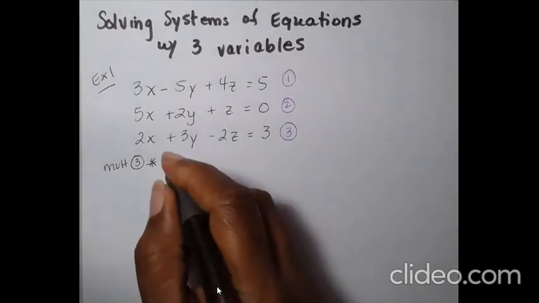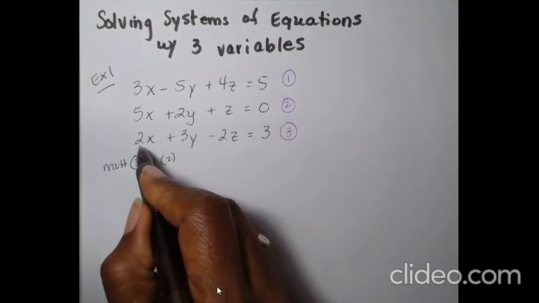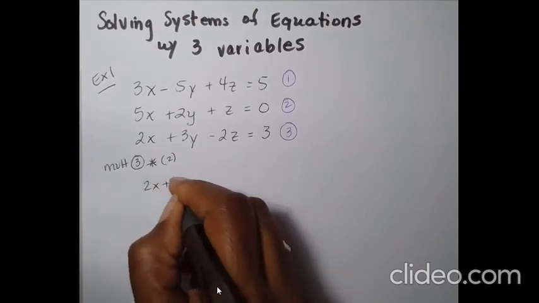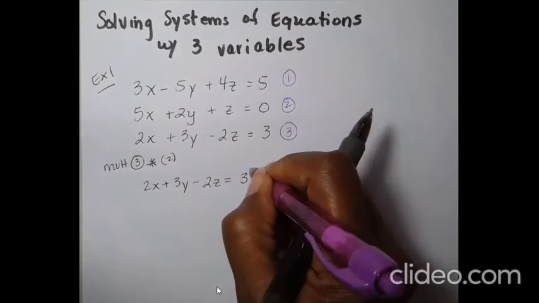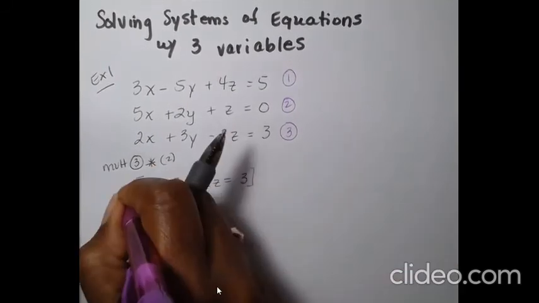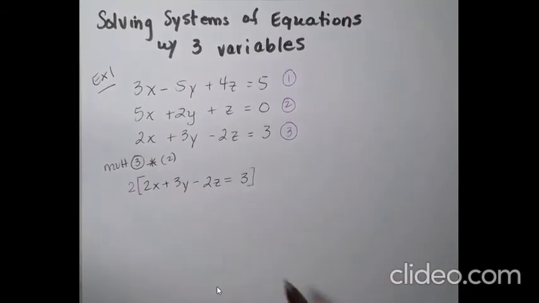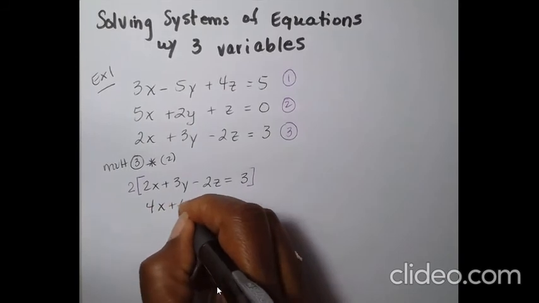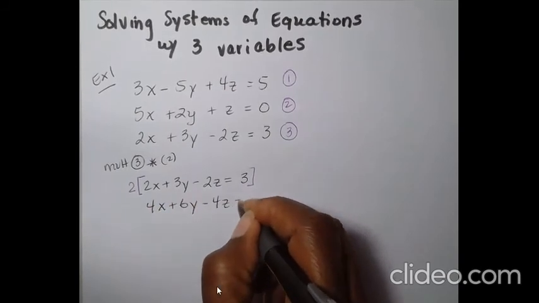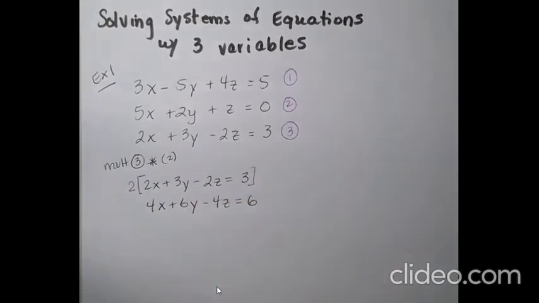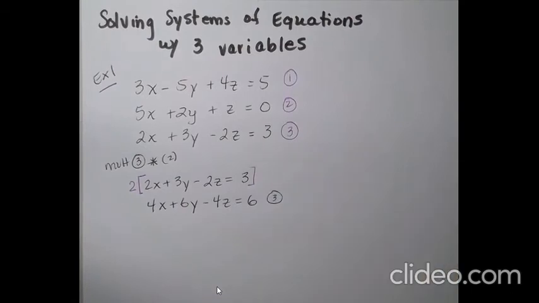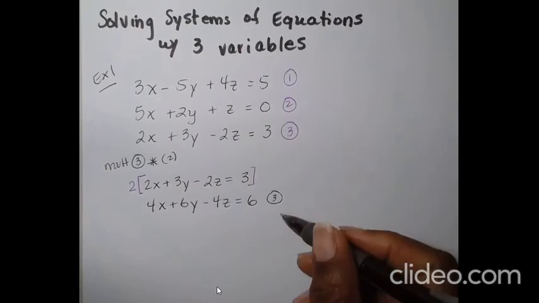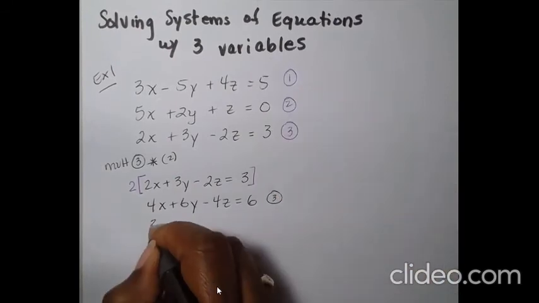So now we're taking this equation here, 2x plus 3y minus 2z equals 3, and we're multiplying the entire equation times 2. So we have 4x plus 6y minus 4z equals 6. This is still equation 3. We've just multiplied it by 2. Now we can combine that. I'm going to bring equation 1 down so we can combine these two together.